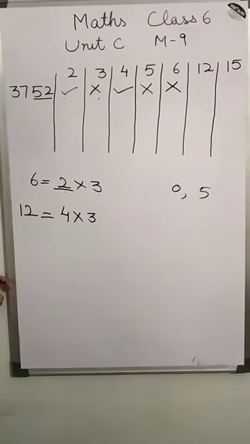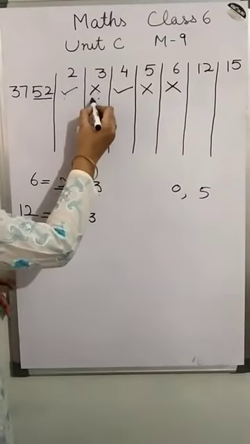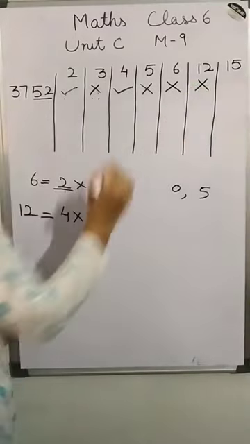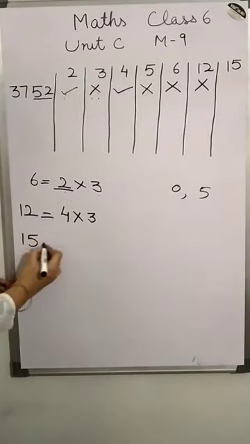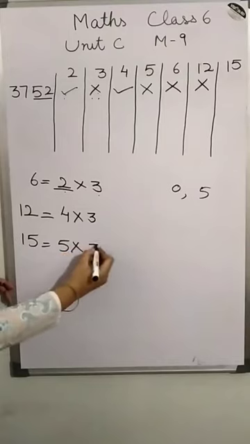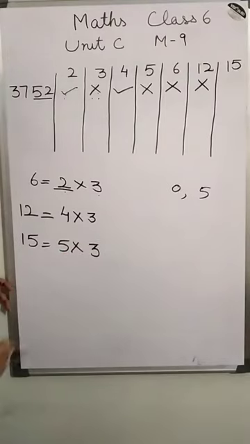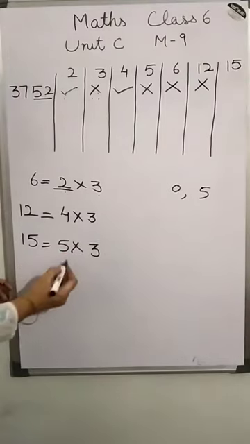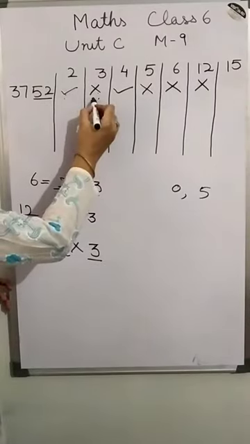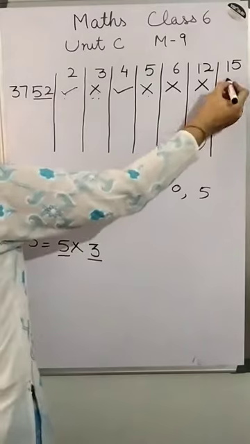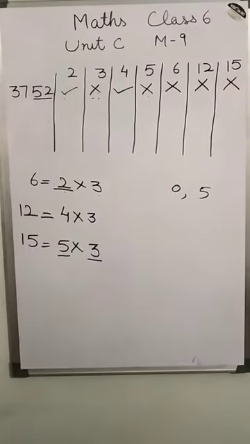So here, is it divisible? No. It is not divisible by 3. So we can say it is not divisible by 12 also. 15 is again a multiple of 5 into 3. So for the divisibility of 15, the number should be divisible by 5 and 3 both. But here it is not divisible by 3 nor by 5. So we can say it is not divisible by 15 also.